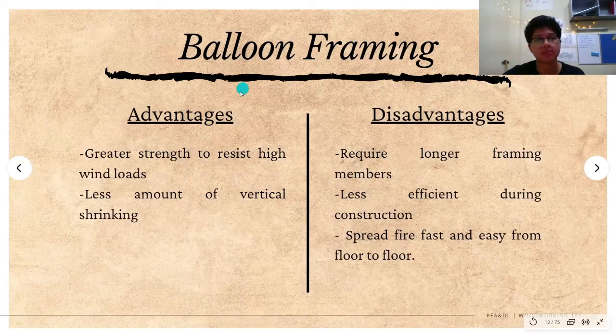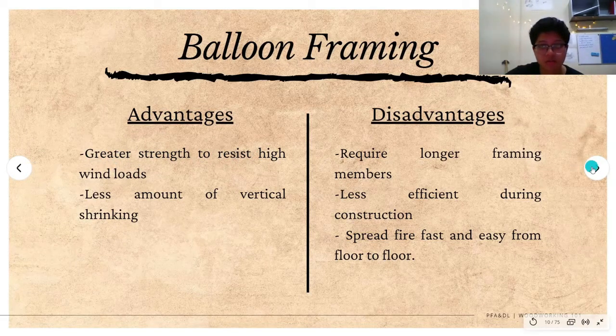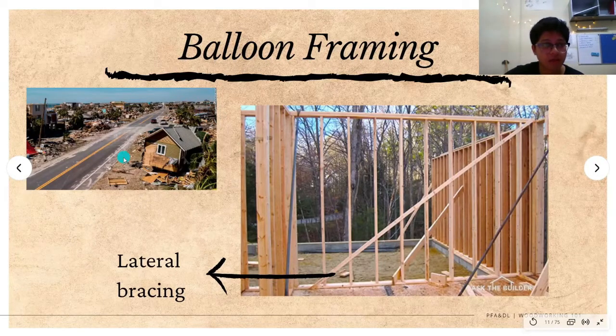Balloon framing has a lot of advantages and also disadvantages. One of the advantages is greater strength to resist high wind loads. If there is a hurricane, you can often see some buildings that don't collapse. This is mostly because of the bracing here that helps support the wood timber framing. This is the lateral bracing, which helps make the whole framing structure stronger. Actually, this is not balloon framing but platform framing. I just want to show the bracing in this picture.